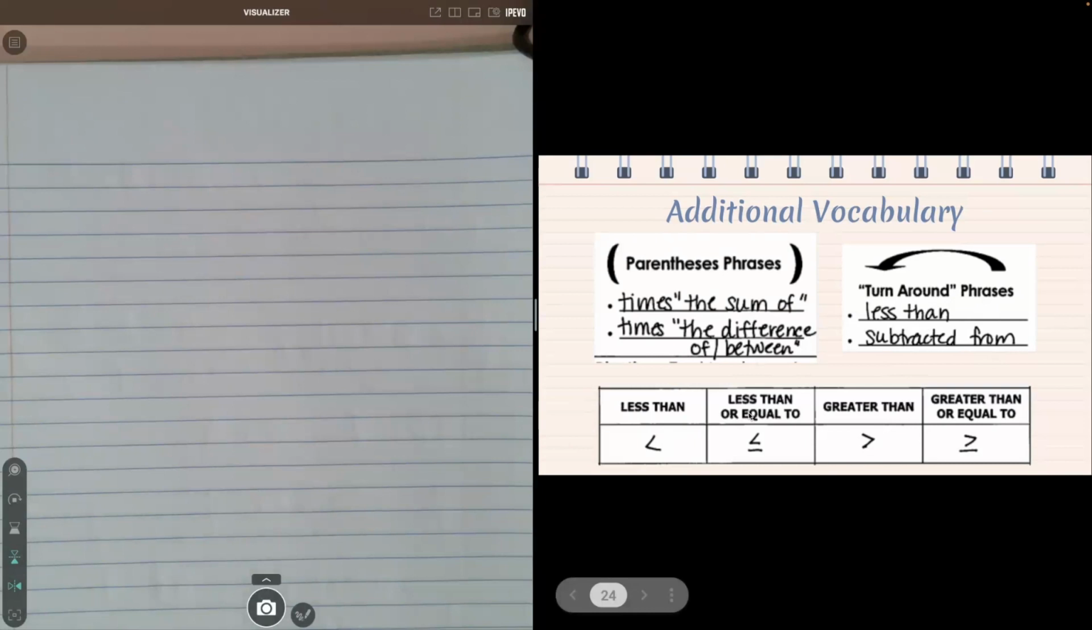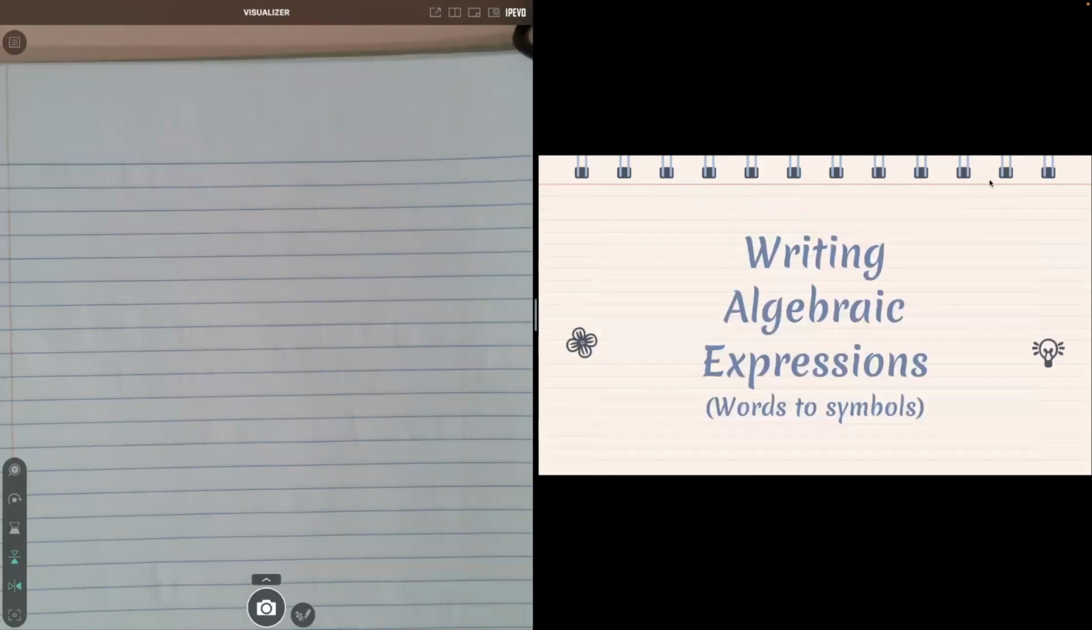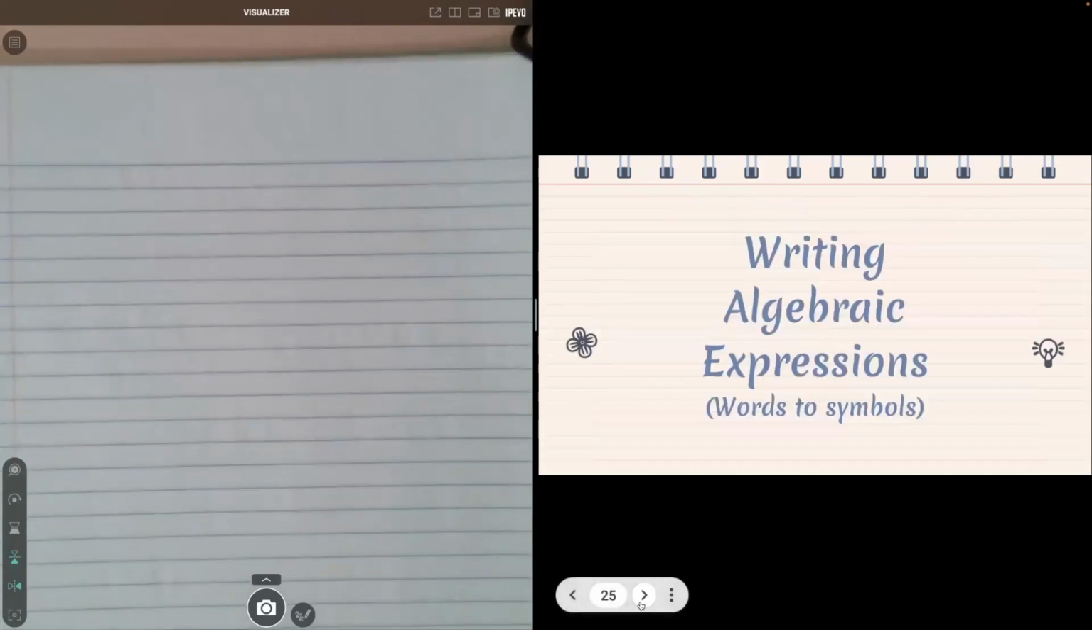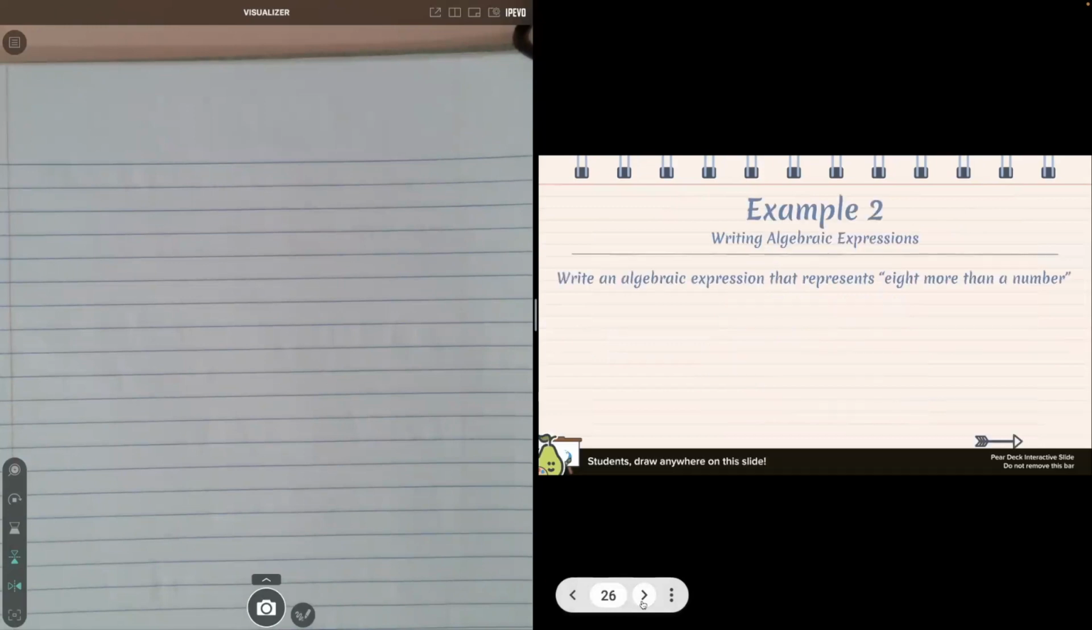And these are just the signs or the symbols that we use to represent less than or equal to. So comparisons between numbers, they're called inequalities. And writing algebraic expressions, going from words to symbols.